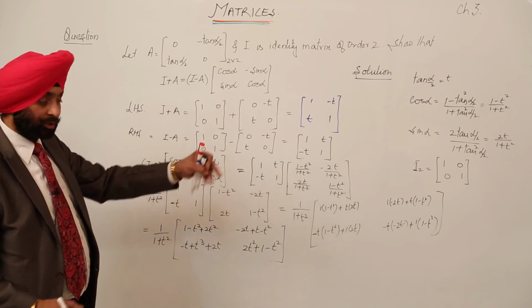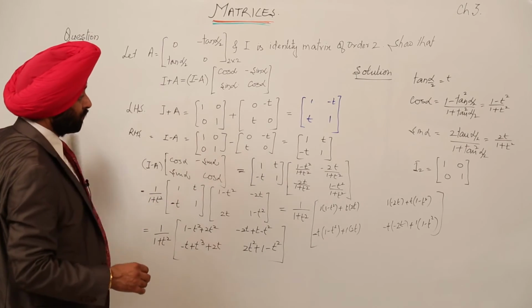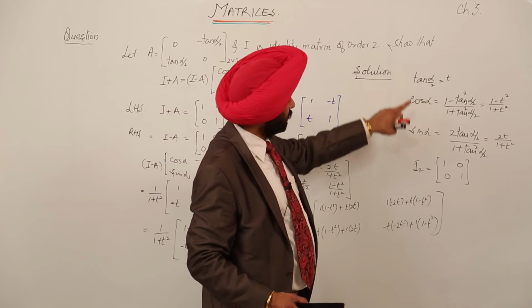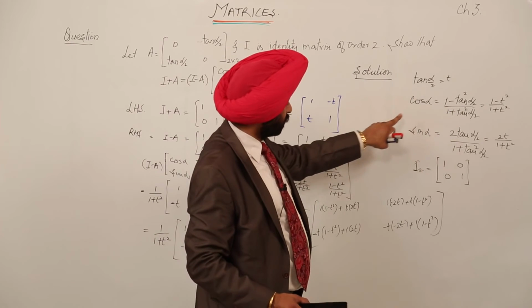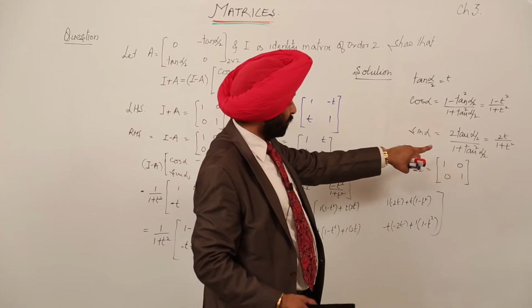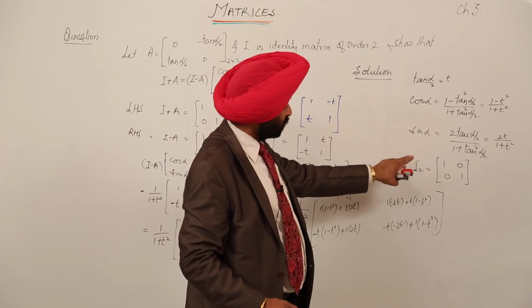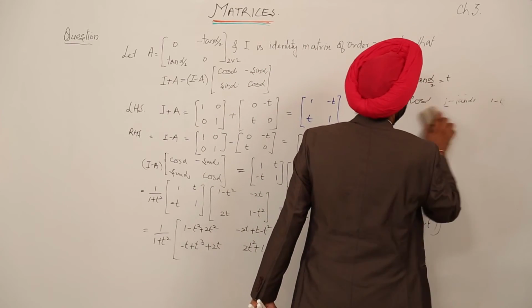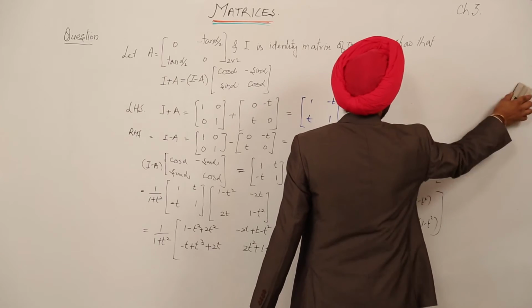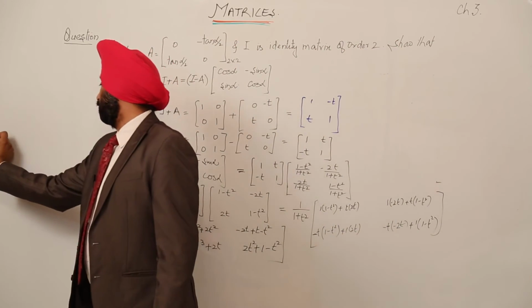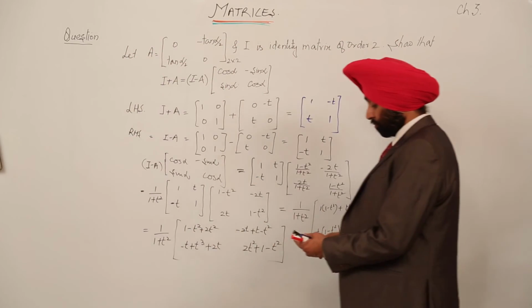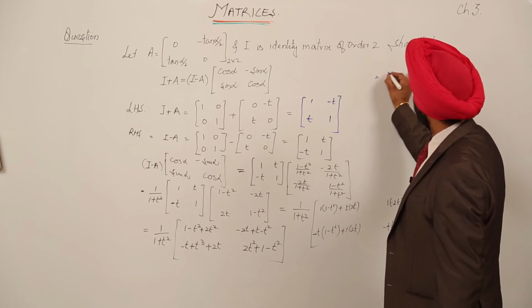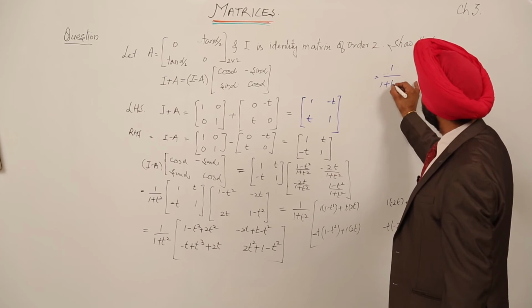Now I am using that space which was for what we have taken. Again tan alpha by 2 we have taken t, cos alpha is 1 minus t square upon 1 plus t square, sin alpha is 2t upon 1 plus t square, identity matrix 1 0 0 1. So this we have already noted down. So now I am using this space. Now what did we get? We get 1 upon 1 plus t square.